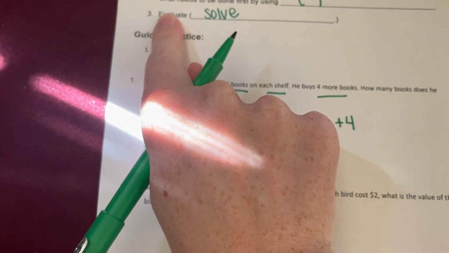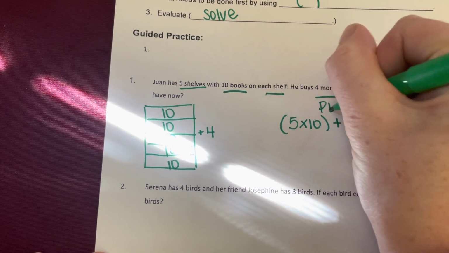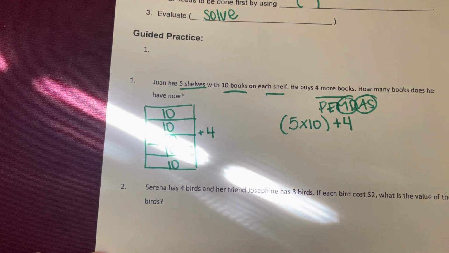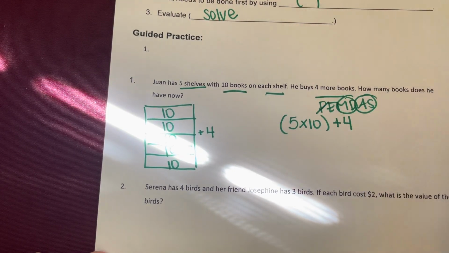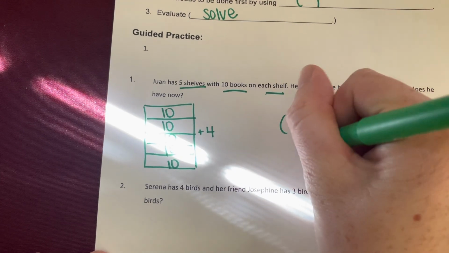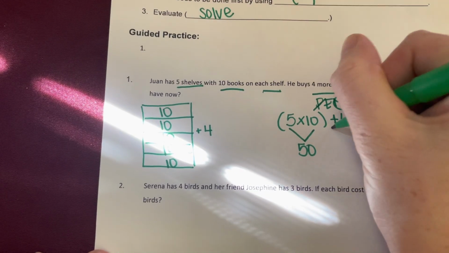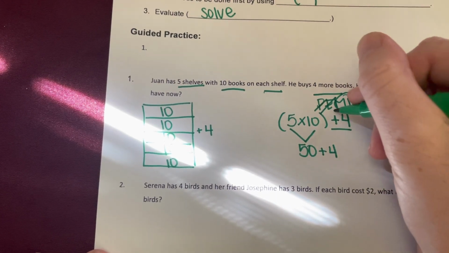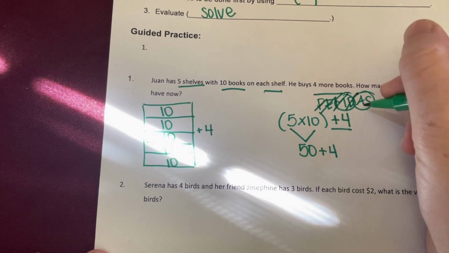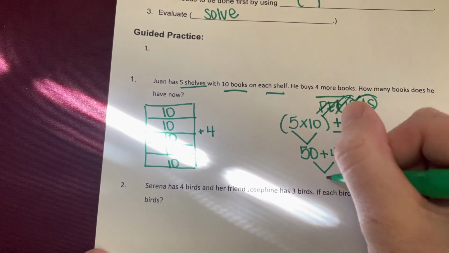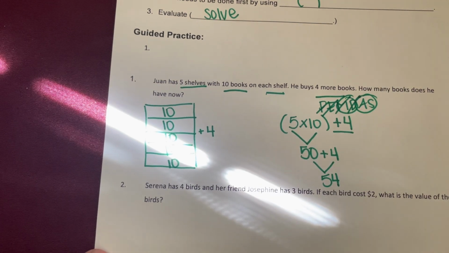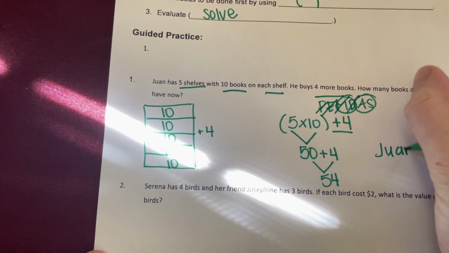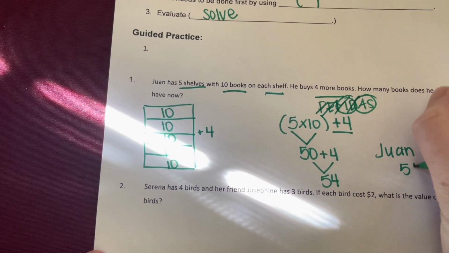My next step says to evaluate or solve, so I'm going to use PEMDAS. The M and D go together, the A and S go together, so I'm going to do the parentheses first. 5 times 10 is 50, and then whatever's left over plus 4. Now I don't have any exponents, multiplication, or division, but I do have addition, so I'm going to solve. 50 plus 4 is 54. How many books does he have now? Juan has 54 books.